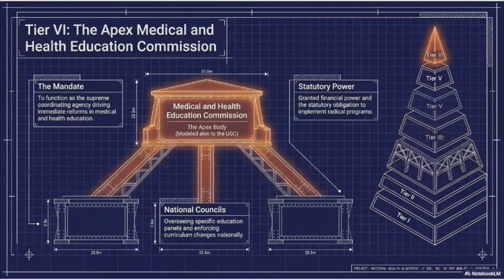Tier 6 was the Apex Medical and Health Education Commission. Its mandate was to function as the supreme coordinating agency driving immediate reforms in medical and health education. This apex body was modeled akin to the University Grants Commission. Below it stood national councils overseeing specific education panels and enforcing curriculum changes nationally. This commission was granted statutory power, including financial power and the statutory obligation to implement radical programs.